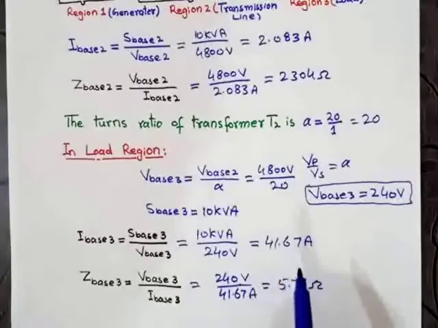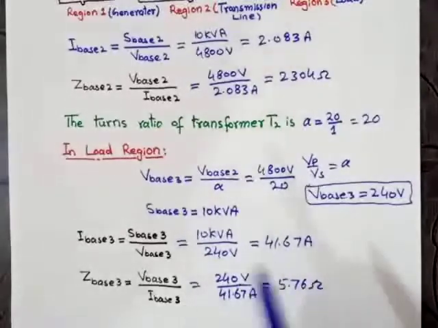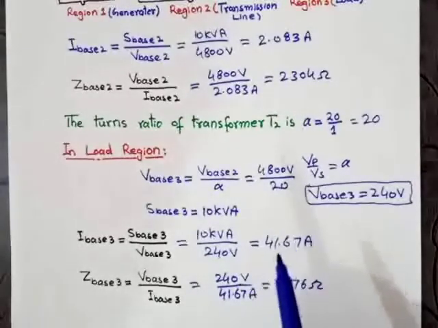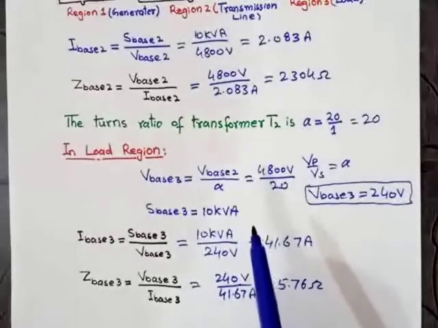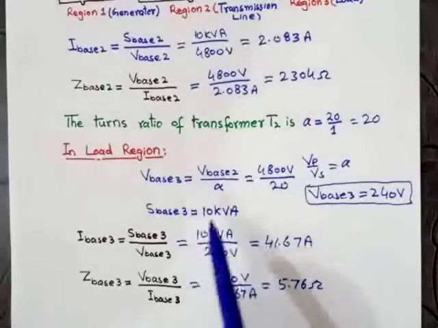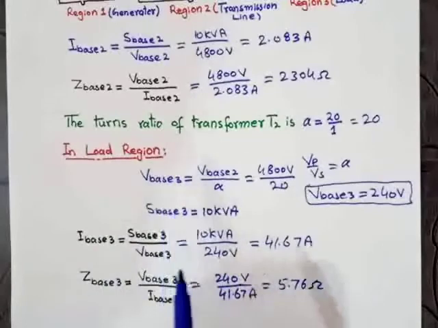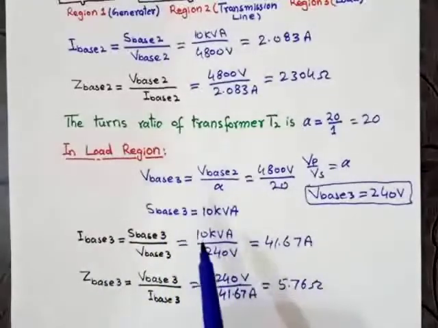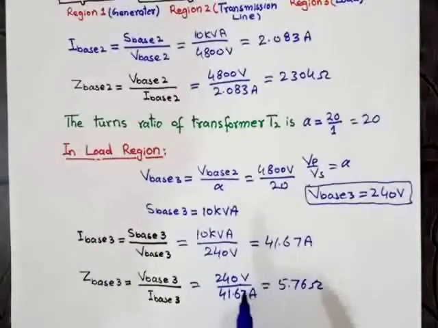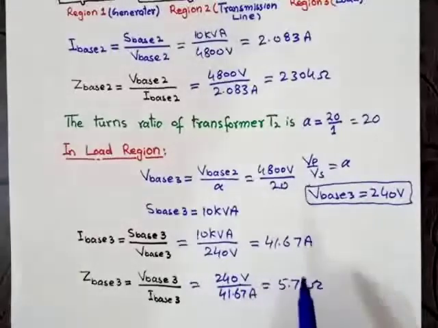So part 1, or part A, has completed. We have found all the base values of the given system, that is in region 1, in region 2 and in the third region, that is in the load region. We have found all the base values. So this is part A. So part A has completed.